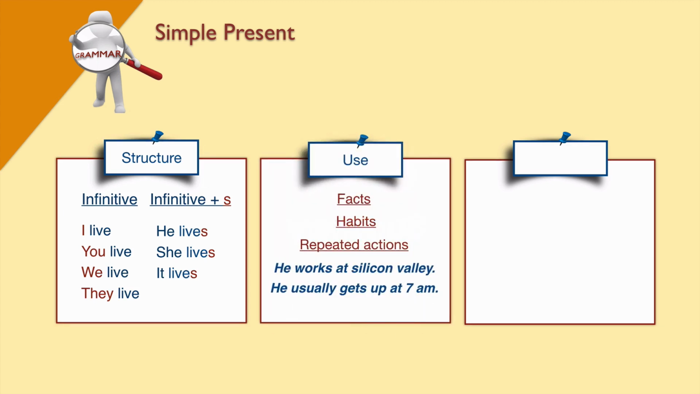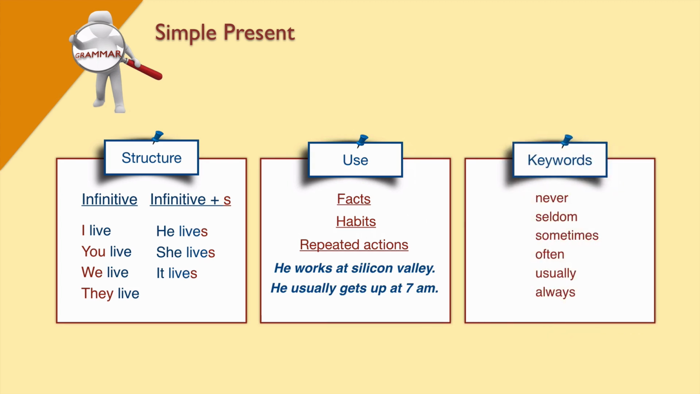You use the simple present tense when you talk about facts, habits, and repeated actions. For example, he works at Silicon Valley. That's a fact. He usually gets up at 7 a.m. That's a repeated action. And some keywords in the simple present tense are never, seldom, sometimes, often, usually, or always. All right, that was the simple present tense.